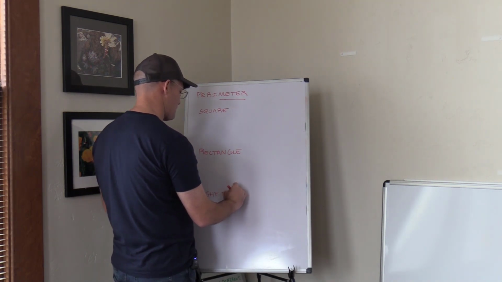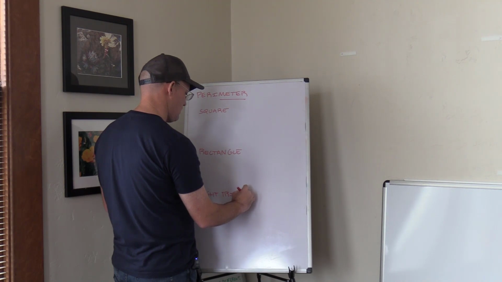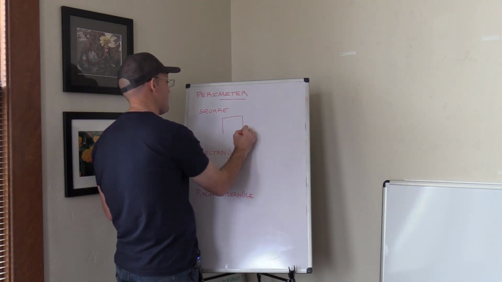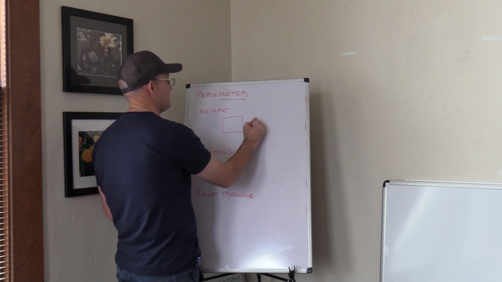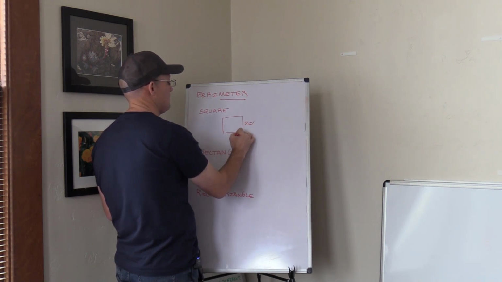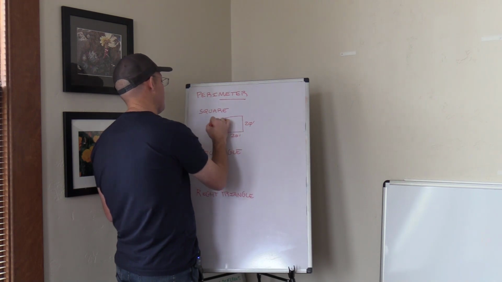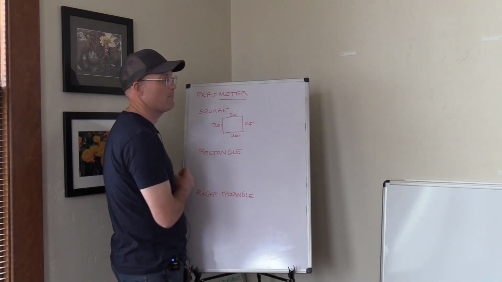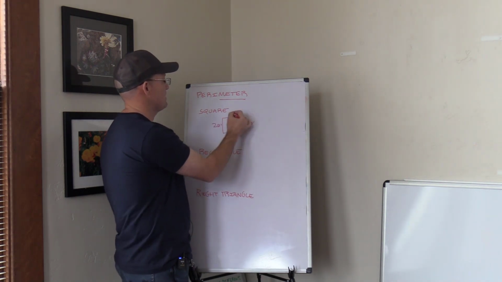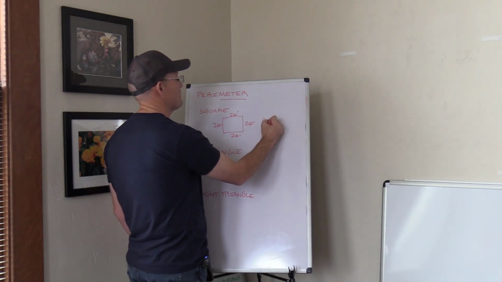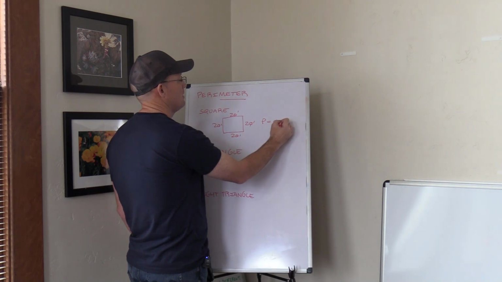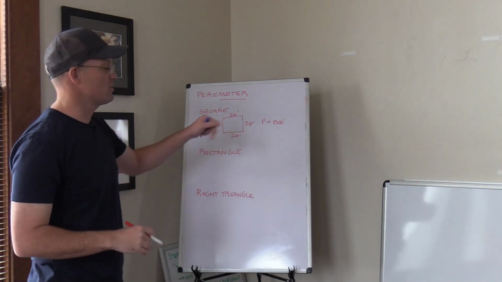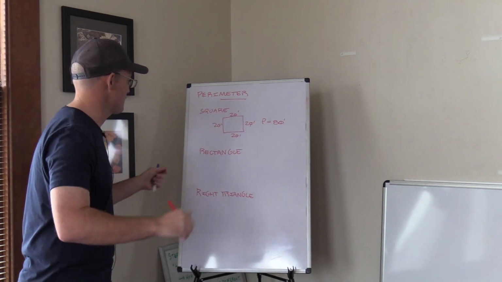All right, so let's look at a square. If you have a square, and let's say this square is 20 feet by 20 feet, and we want to know what is the perimeter. To do that, we just add up all the sides. 20, 40, 60, 80. So the perimeter for that square is 80 feet. If you want a shortcut, if you know the length of one side of a square, you just multiply it by 4. That gives you the perimeter for a square.